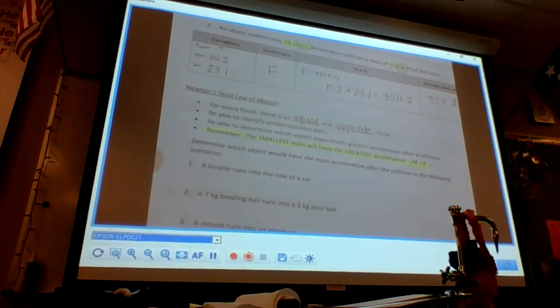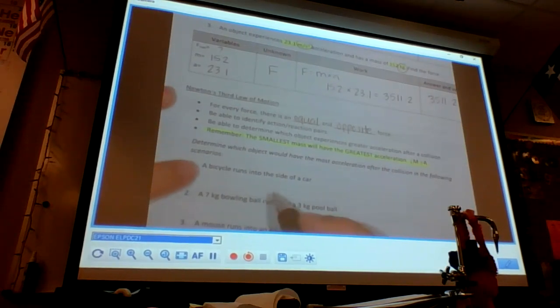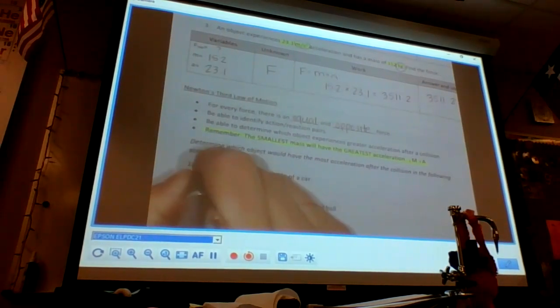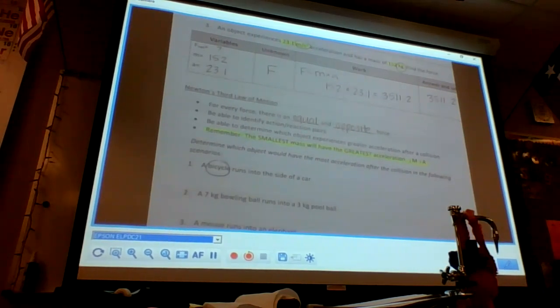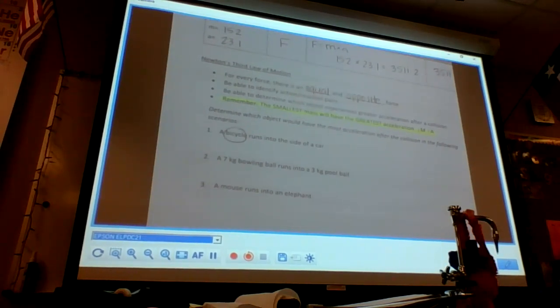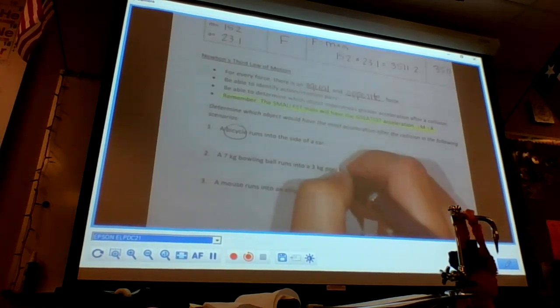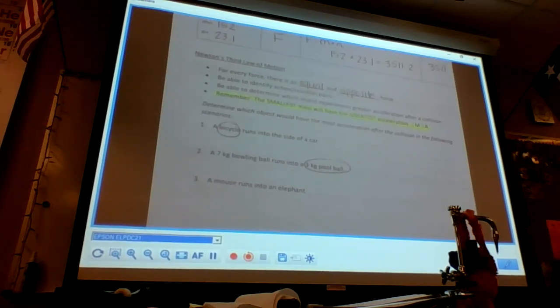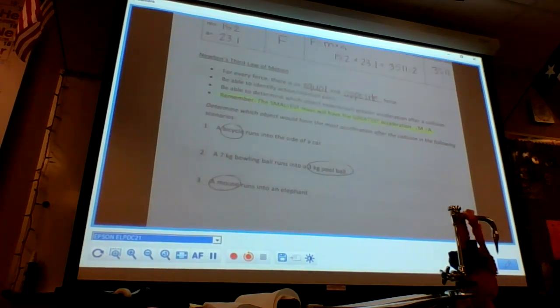We want to decide which of these two objects has the greater acceleration. So a bicycle running into the side of the car. Will the bicycle or the car have greater acceleration? Bicycle, because it has smaller mass. A 7-kilogram bowling ball runs into a 3-kilogram pool ball. Which one has the greater acceleration? 3-kilogram pool ball, because it's smaller mass. A mouse runs into an elephant. Mouse, because it's smaller. Okay?